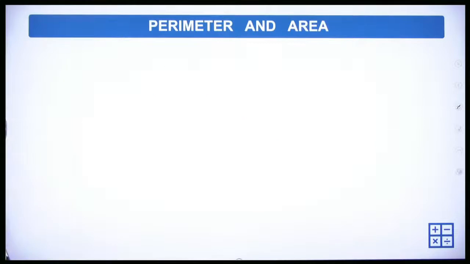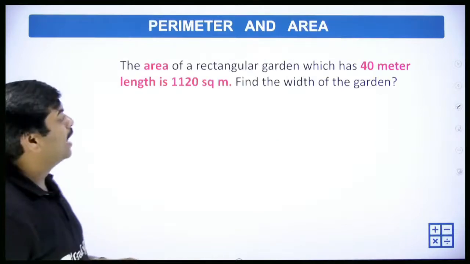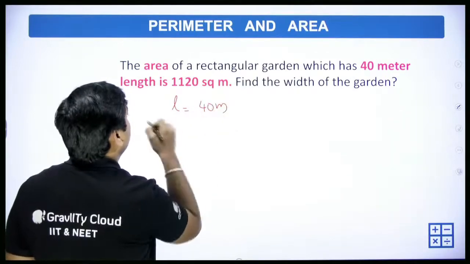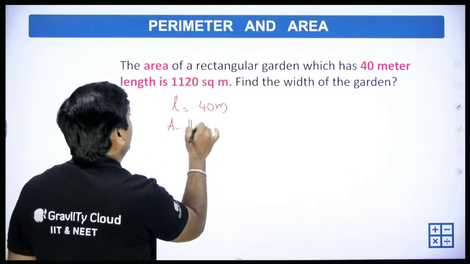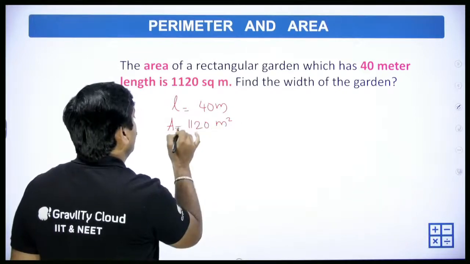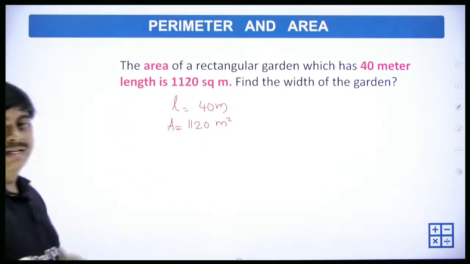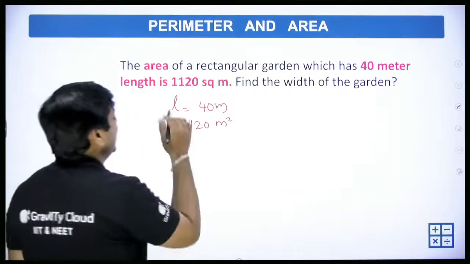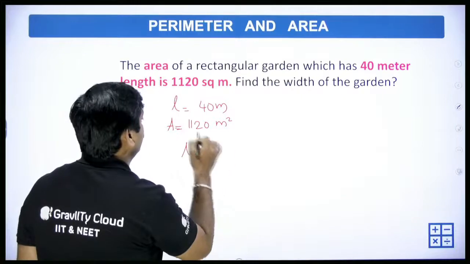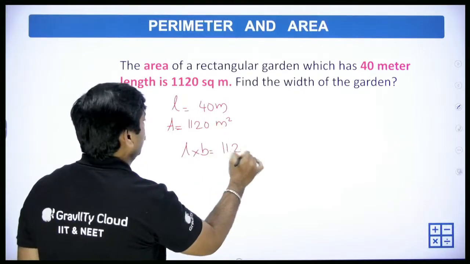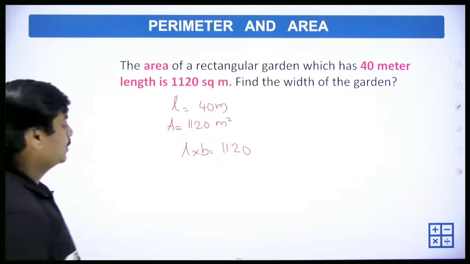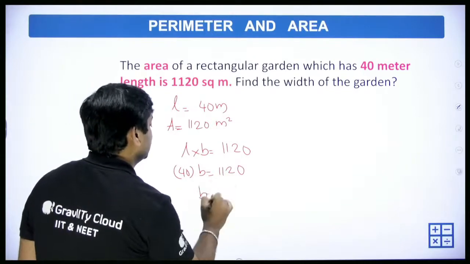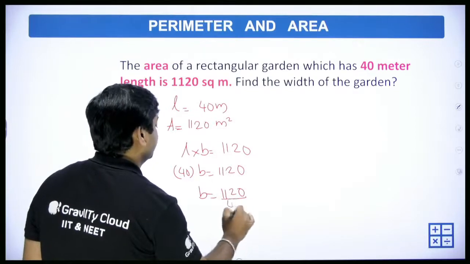Moving ahead, the area of a rectangular garden which has length 40 meters, and the area is given as 1120 square meters. Find the width of the garden. So we know that area is length into breadth, which is 1120. Length is 40 meters, so 40 into B is equal to 1120. So B is equal to 1120 by 40.